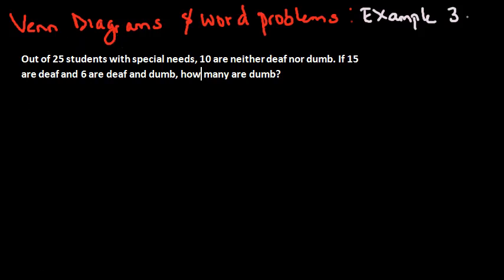Venn diagrams and word problems. This is the third example. We may want to catch up on the first two examples I've done with just two sets. So now we have a question here.